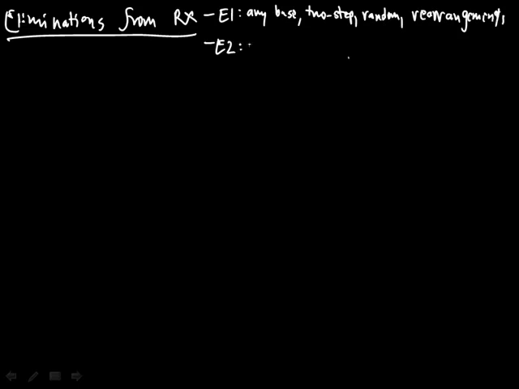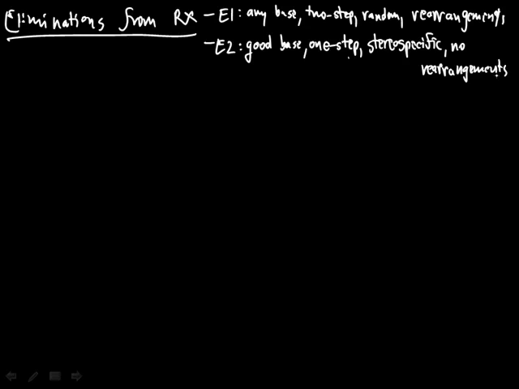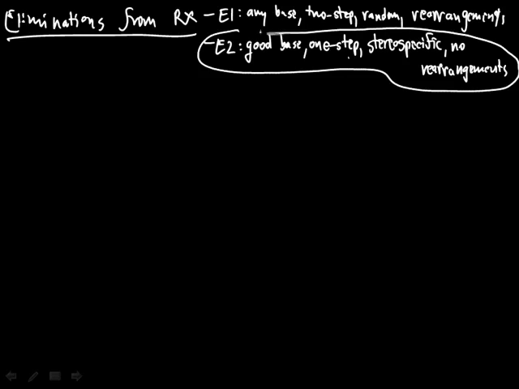On the other hand, the E2 reaction requires a good base. It's a single-step reaction. It is stereospecific. And because it's a single-step reaction and does not involve a cation, it is not subject to rearrangement. And it's pretty easy to see that because of all these things, E2 reactions give more predictable products, and therefore synthetically they're more useful than E1 reactions.